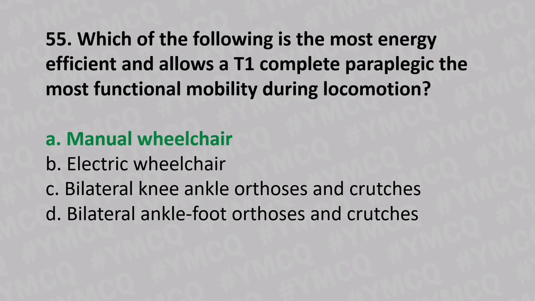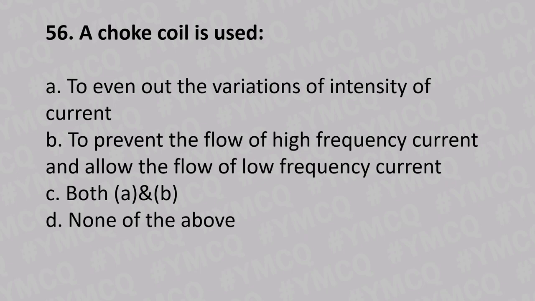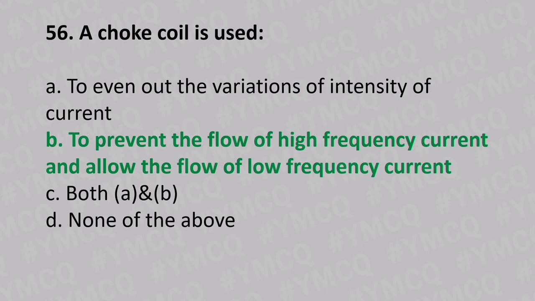Moving to our 56th question. HO coil is used option A, to even out the variation of the intensity of the current. Option B, to prevent the flow of high frequency current and allow the flow of the low frequency current. Option C, both A and B. Option D, none of the above. And the answer is option B, to prevent the flow of high frequency current and allow the flow of low frequency current.